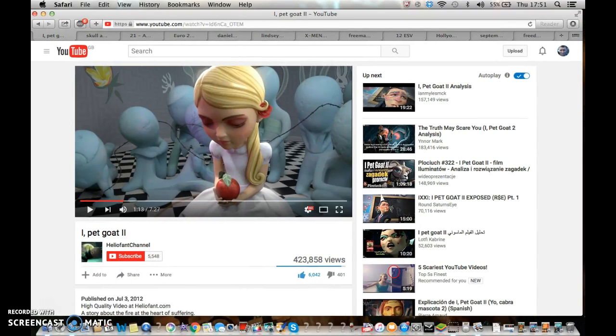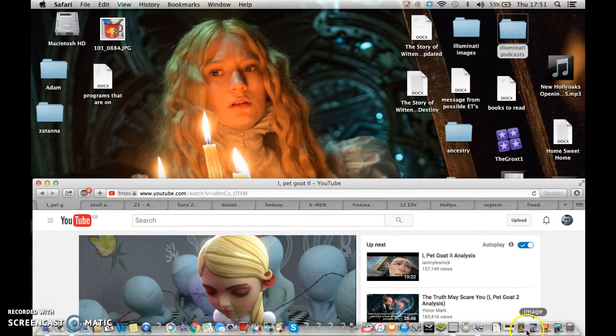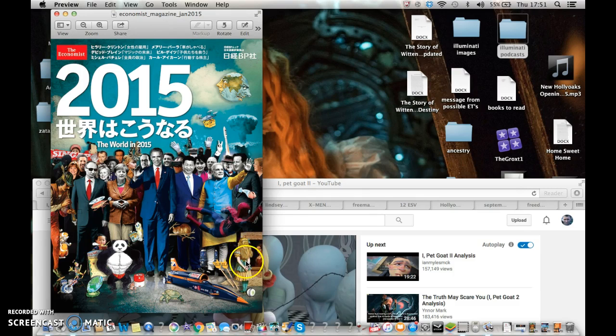So basically, right, Mia Wasikowska plays Alice in Wonderland, right? And Alice in Wonderland is shown right here on this Economist cover, because she represents the woman of the Bible with her blonde hair. See how she's wearing blue for Jesus Christ. See the Cheshire Cat right there.